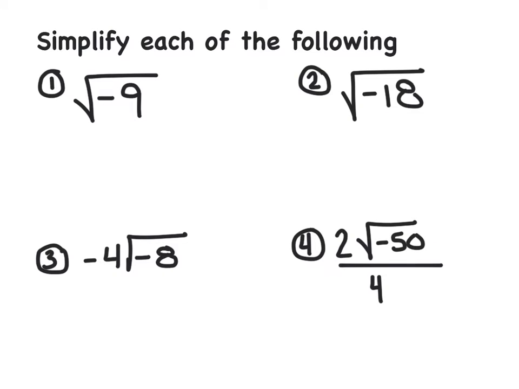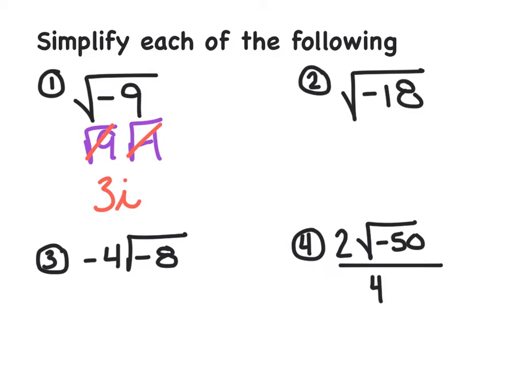So let's get some practice simplifying each of the following. Number 1, the square root of -9. Well, up until yesterday, we weren't allowed to do this. Now we can. We can really break it down as the square root of 9 and the square root of -1. And we know that the square root of 9 is 3. And we now know the square root of -1 is i. So the square root of -9 is 3i.